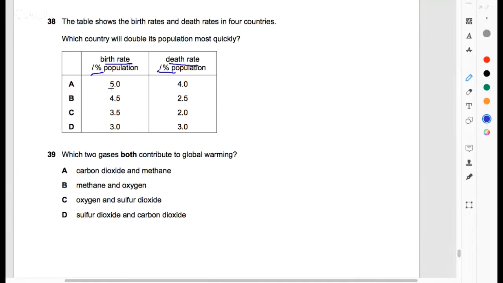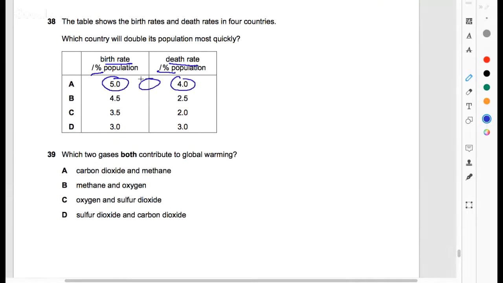So if you have 1,000 people and you have a birth rate of 5% per percent of the population, then if you have 100 people, then 5 being born each year, and the same here, 4 people dying each year. So the thing we're interested in, if the country would double its population most quickly, is the difference between this number and this number.